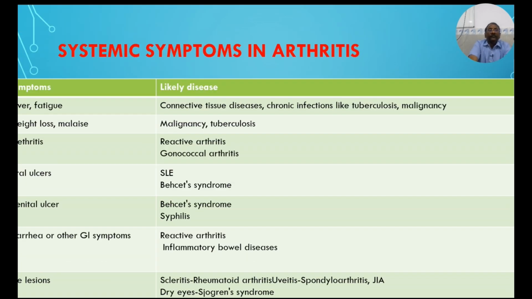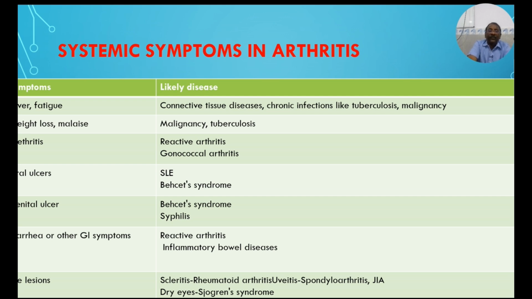Systemic symptoms: when the patient has fever and fatigue, there are a lot of conditions. Weight loss, it could be tuberculosis or malignancy. Urethritis, reactive arthritis or gonococcal arthritis. Oral ulcers, lupus or Behçet's disease. Genital ulcers, Behçet's syndrome or syphilis.